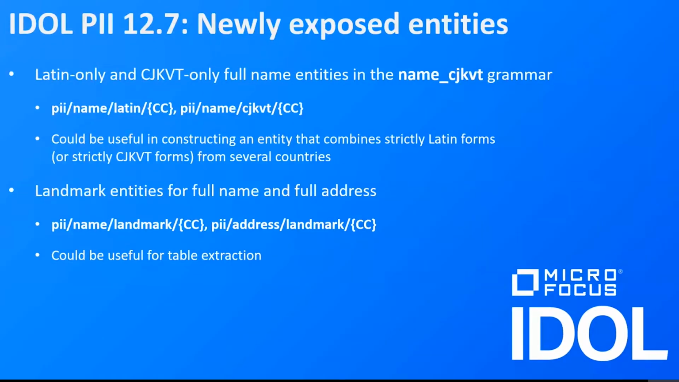In the CJKVT names grammar, which currently includes Japan and Taiwan, the full name entity now has additional Latin only and CJKVT only counterparts. This could be useful in constructing an entity that combines strictly Latin forms from several countries, as an example. Full name and full addresses now have associated landmark entities, which could be used in detecting PII information in tables.